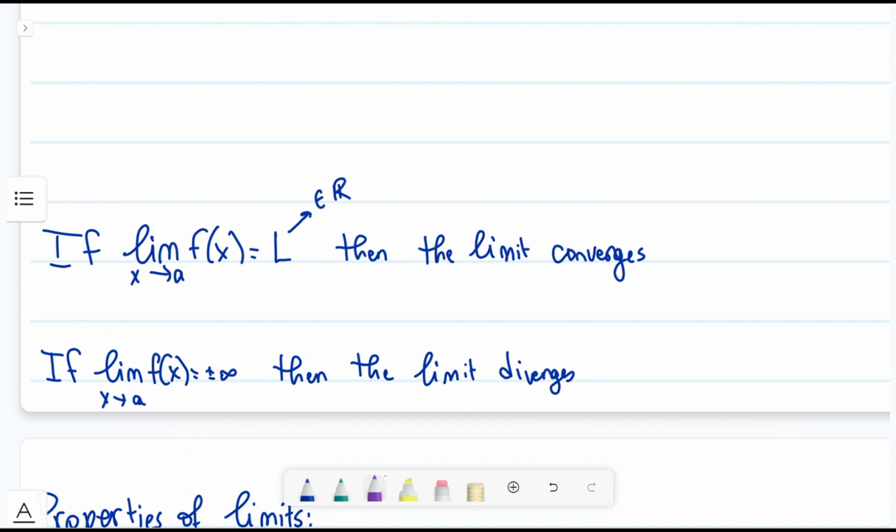Now, just as a reminder, I already mentioned this. Whenever the limit of a function equals positive or negative infinity, we say that the limit diverges. However, if the limit gives a real number, then in such a case, the limit converges.